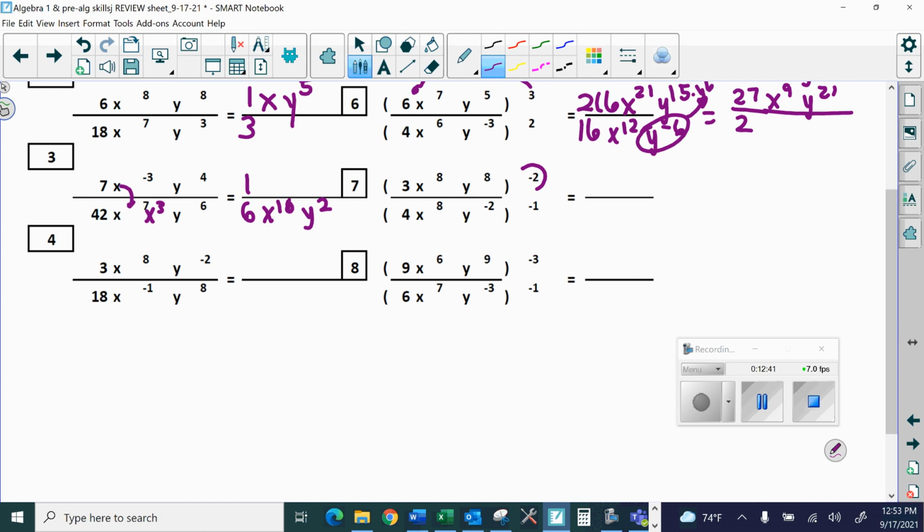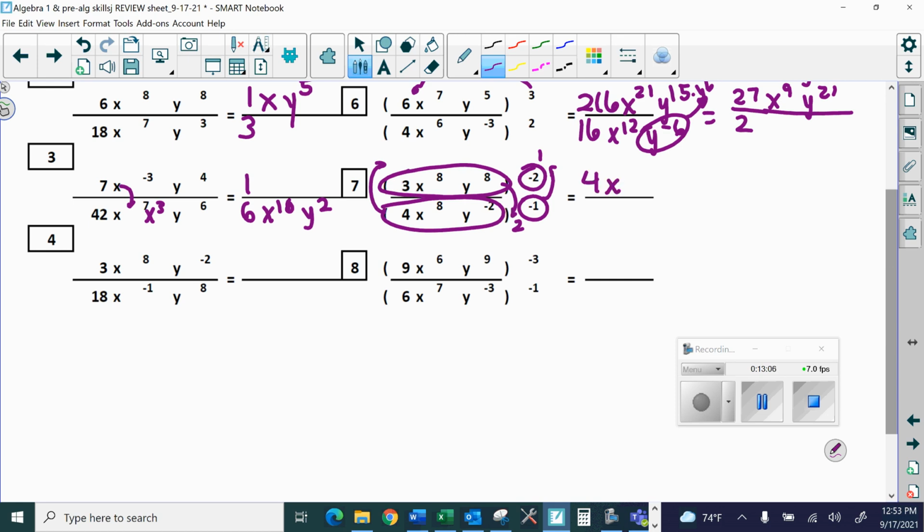Okay, now here I have the negative on the outside. That means I have to take the entire numerator and drop it down to the denominator, and it becomes positive 2 down here. This entire denominator gets moved up to the numerator, and it becomes positive 1 up here because I'm doing the reciprocal. That's how I turn them into positives. So I'm just going to rewrite that.